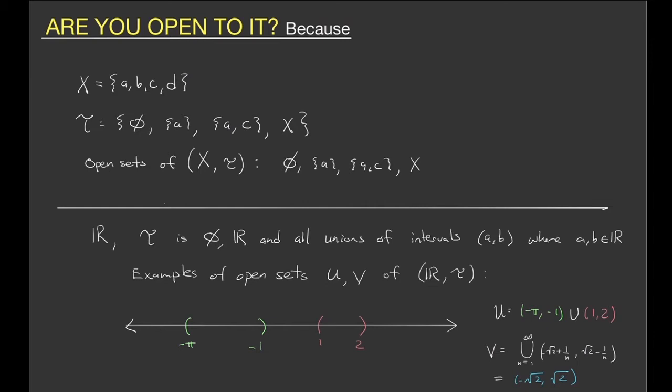Let's say we change our set from X to R, where R is the real numbers. And then we change our topology from tau, which we had up here, to the empty set and the real numbers, so those are included in tau, along with all the unions of intervals of this form, where we have the interval from A to B, where A and B are both real numbers. All the unions. This is often called the standard topology on R.